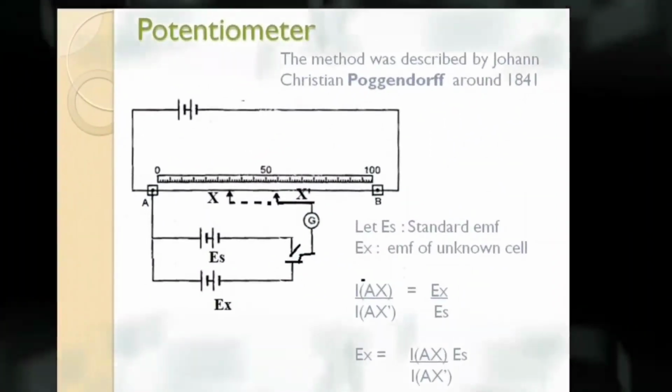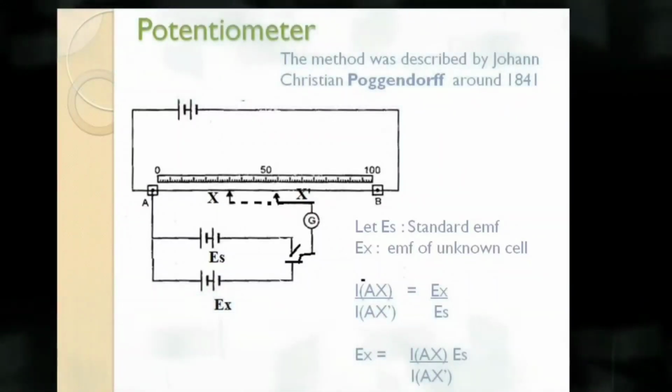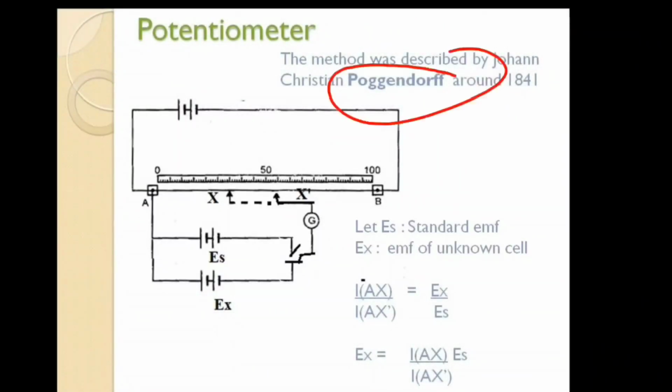Now let us discuss how to measure potential by using a potentiometer. This potentiometer works on the Poggendorff principle. This principle was given by Poggendorff in 1841. According to this principle, if an EMF is opposed by the EMF of another cell, then no current flows through the circuit. As I told you, cell potential is nothing but the EMF of a cell.